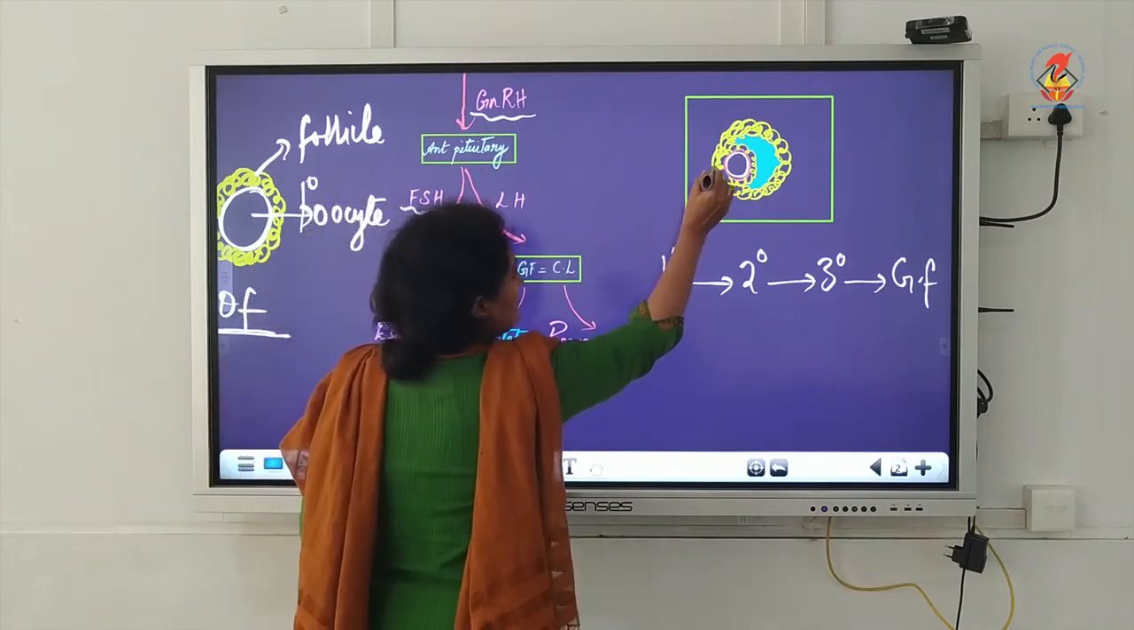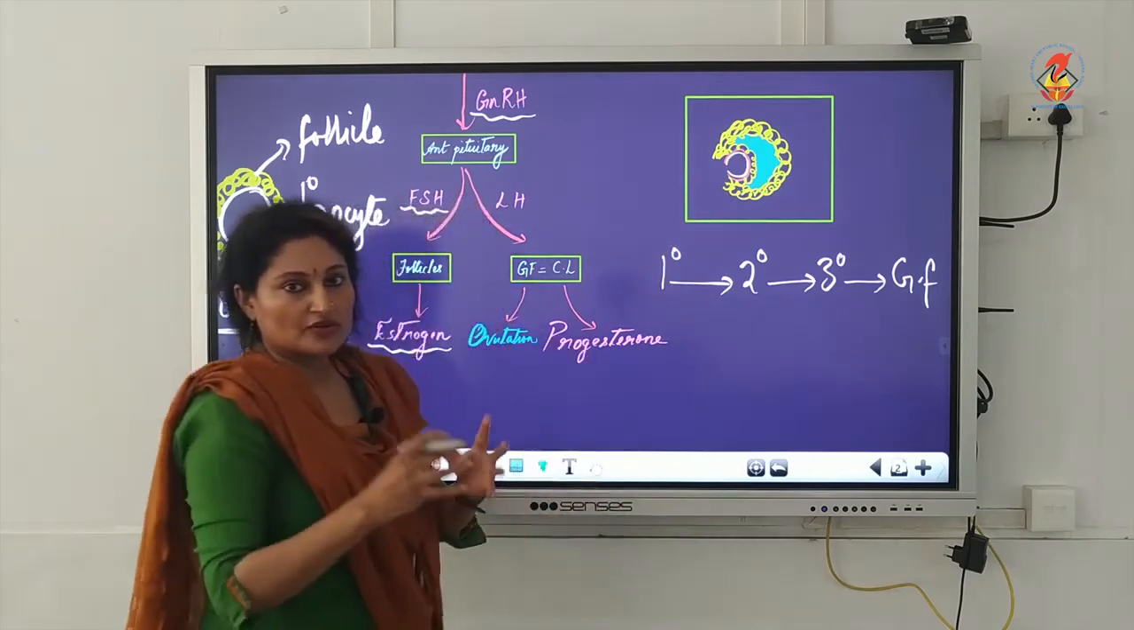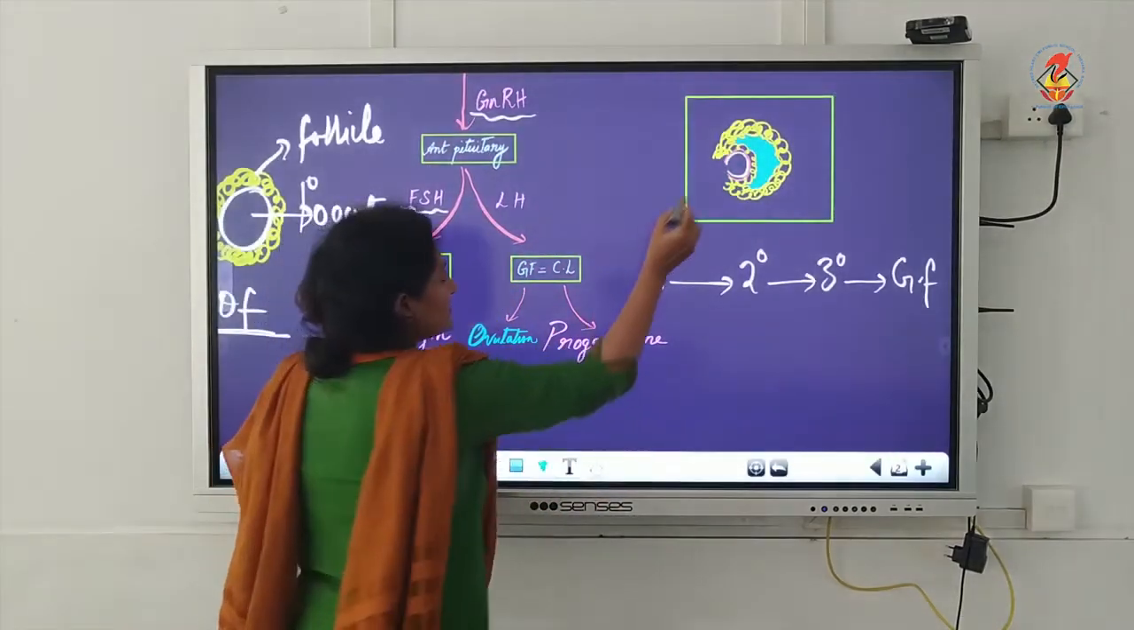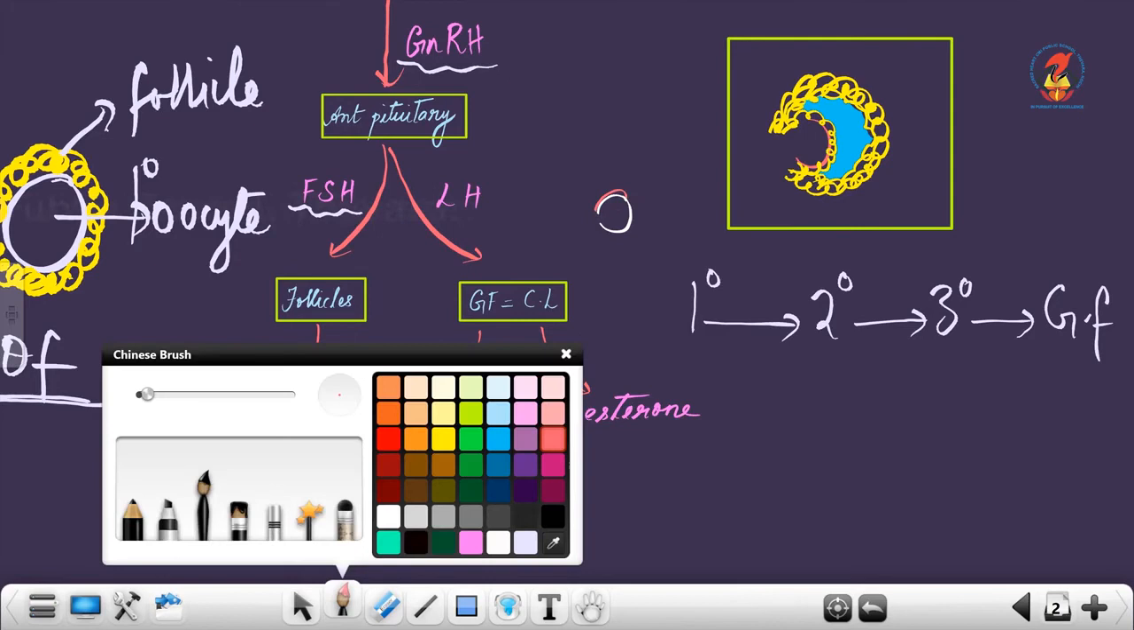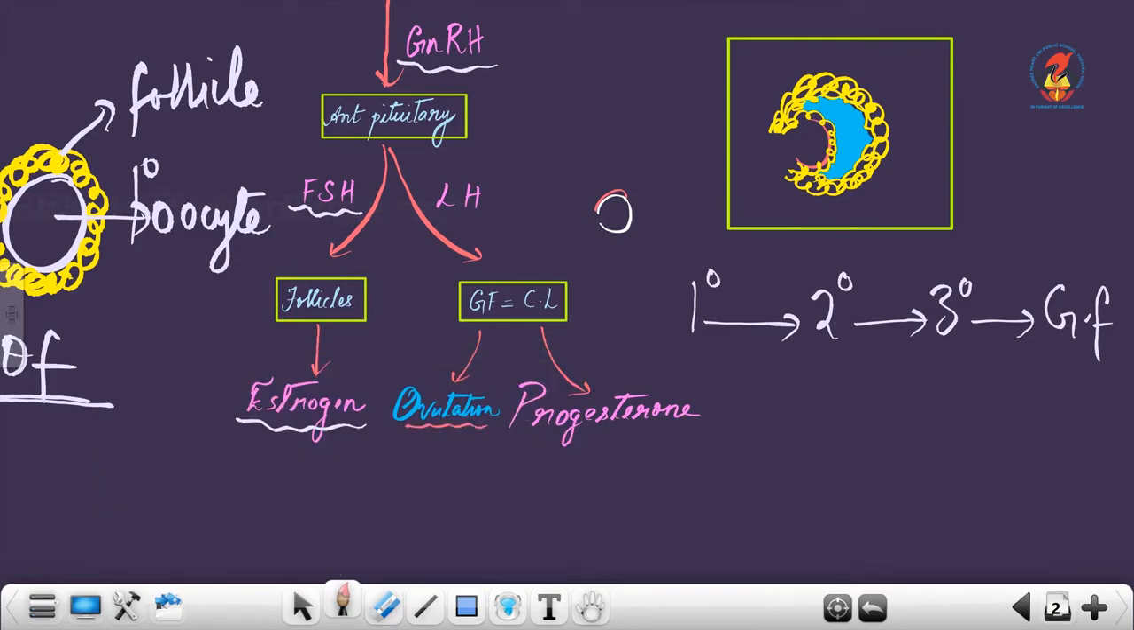Now this will rupture. The follicular cells rupture and it will result in the release of the oocyte, or release of the egg. This process is called ovulation. So what's the role of the luteinizing hormone? It stimulates the Graafian follicle to rupture. I ruptured it, and what happens? The egg is released. What is this process called? This process is called ovulation.